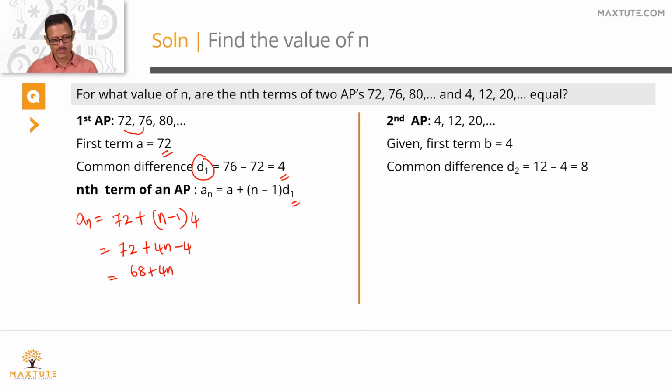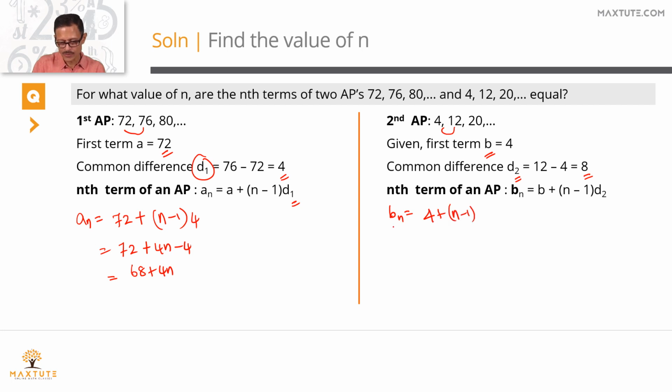Let's quickly run through the same process for the second one. Here I'm calling the first term b, so there is no confusion between this a and b. Let's say the common difference here is d2, which is the difference between any two consecutive terms, which is equal to 8. So let's compute the nth term of this progression. Let's call it bn. So bn is equal to the first term, which is 4, plus (n minus 1) times d2. The n is going to be the same here. We're trying to compute the value of n, which is going to be that term which is common to both. d2 is equal to 8. Let's expand this. This is going to be 4 plus 8n minus 8. So this is going to become 8n minus 4.